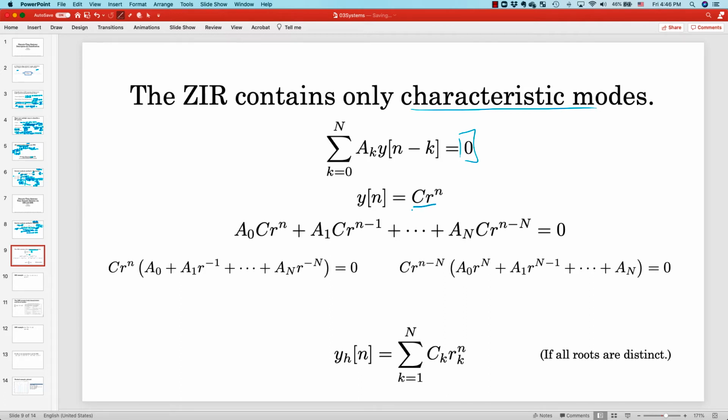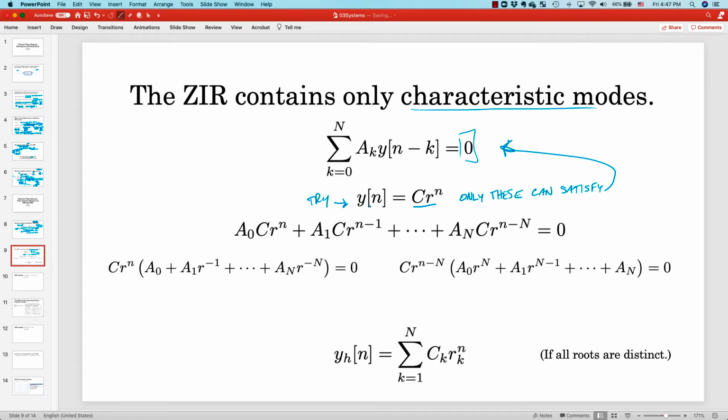So constants times constants raised to the n. It's only these kinds of functions, with different c's and different r's, that can satisfy this. Now I'm going to have to modify that in a moment because of things like repeated roots and all that. But for the time being, let's see why that might be true.